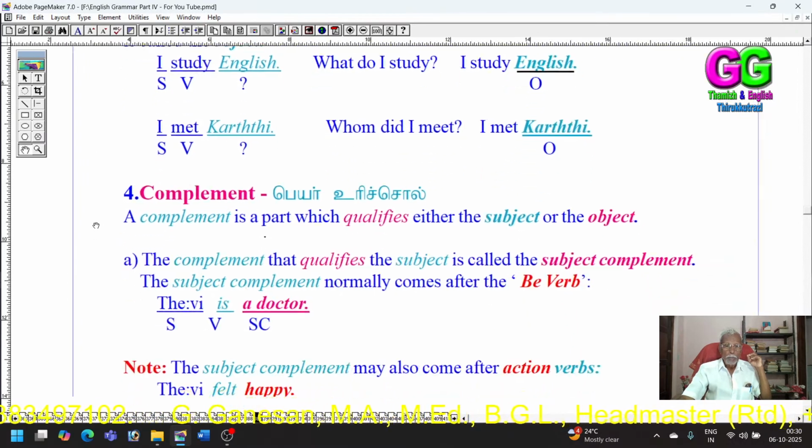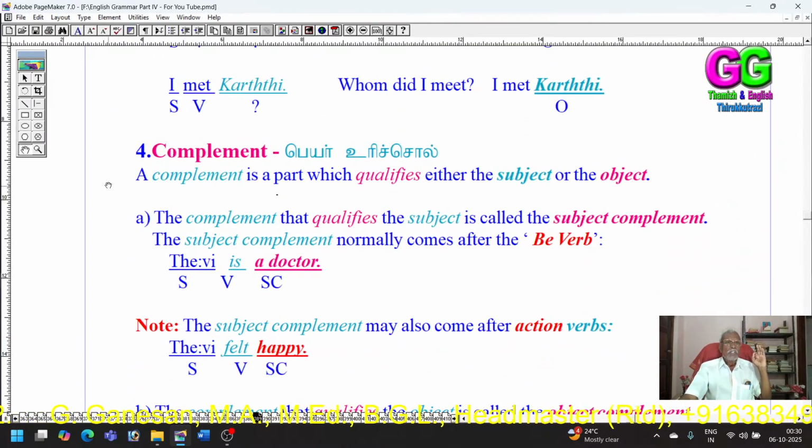Then fourth, complement. What is a complement? It is nothing. The word or phrase that qualifies either the subject or the object is called a complement. The complement is nothing but adjectives, mainly adjectives. Mainly adjectives are called complement.